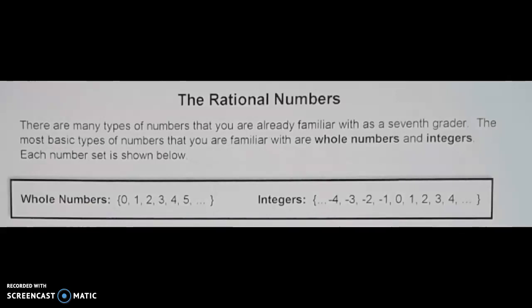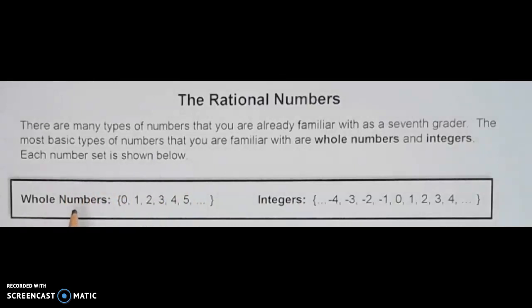Okay, there are many types of numbers that you're already familiar with as a 7th grader. The most basic types of numbers that you're familiar with are called whole numbers and integers. Okay, those are two different sets of numbers. We call them sets in mathematics, and they're grouped by characteristics. Okay, each set of numbers is shown below.